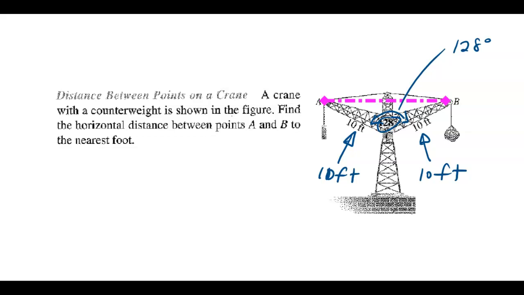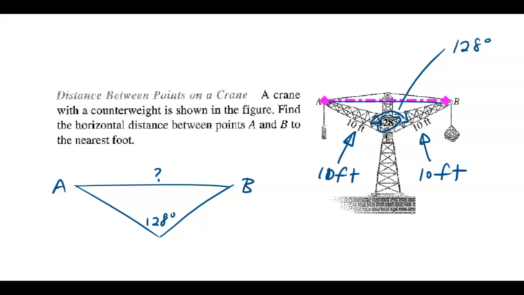So if we were just to draw a quick sketch, we can see with the pink hypotenuse here that it's opposite the 128 degrees. So we have a triangle that looks something like this. We don't know this length, and we're supposed to find that length that goes between points A and B. This is 128 degrees, 10 feet, 10 feet. Clearly, this is a side-angle-side situation. And I'm just going to label this length b. This must be angle B then.